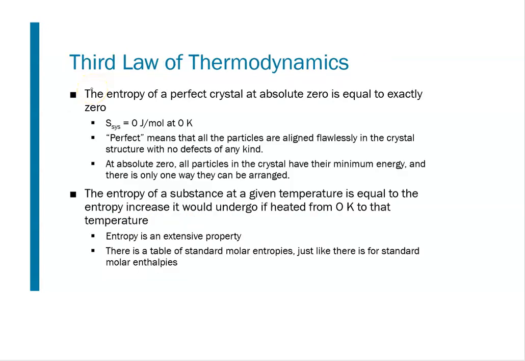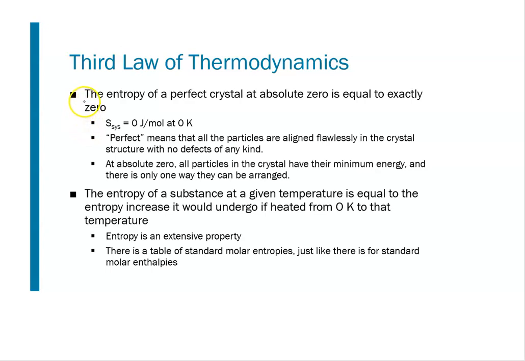All right, so let's jump right into the third law of thermodynamics, which is also related to entropy. Since entropy is a measure of disorder, the entropy is only zero when there is no disorder at all. So in order for there to be no disorder, the particle can't be moving, and it has to be perfectly crystalline in structure. It can't have any flaws. So the third law of thermodynamics says that the entropy of a perfect crystal at absolute zero is equal to exactly zero. This idea of perfect means that the particles are aligned and there's no defects of any kind, because any defects will allow there to be movement there.